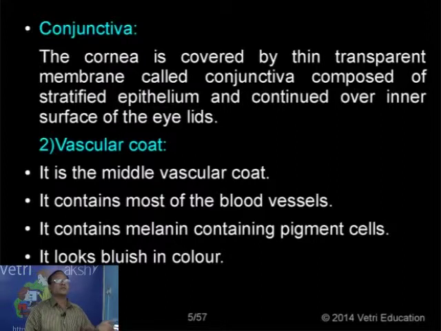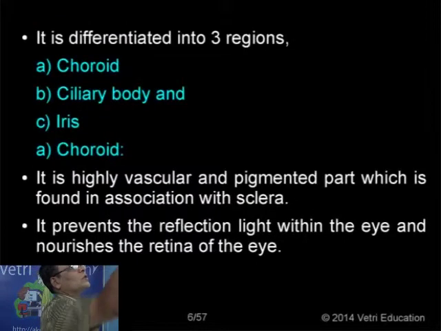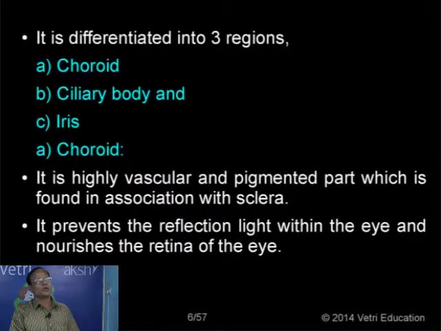Then what is the color of that one? It contains most of the blood vessels and melanin-containing pigment cells. That is why it is normally dark in color when compared to the other two layers, namely the outer fibrous and the inner nervous layer. It looks bluish in color because of the blood vessels and the melanin pigments. Now this middle vascular coat is differentiated into choroid, ciliary body and then iris.